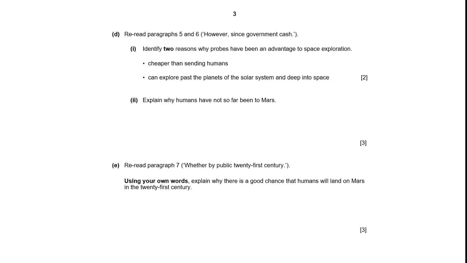The shorter the better. So for the next strand, we are being asked to explain why humans have not so far been to Mars. Important to note is that the question is worth 3 marks. As such, you are, of course, required to include 3 different things. As this question is asking you to explain, you may wish to use some of your own words or more of your own words to develop your explanation, although this is not necessarily a requirement. You are also welcome, I guess, to write a mini paragraph if that's what you are used to doing. So we need to find 3 different ideas which link to the idea as to why humans have not so far been to Mars.